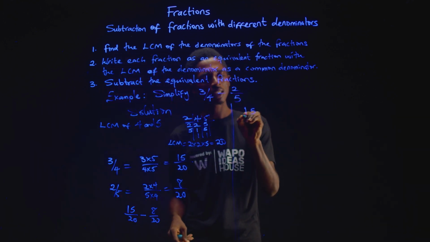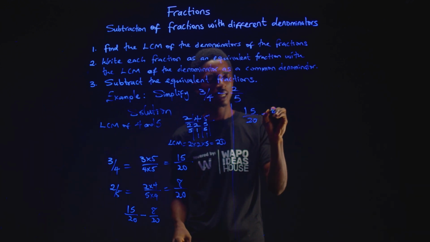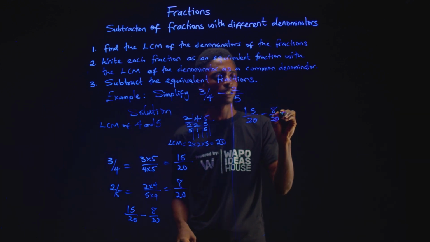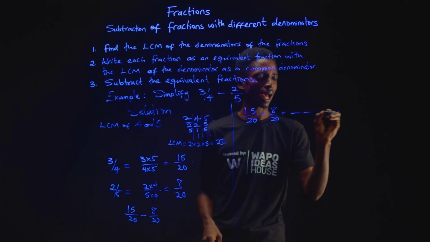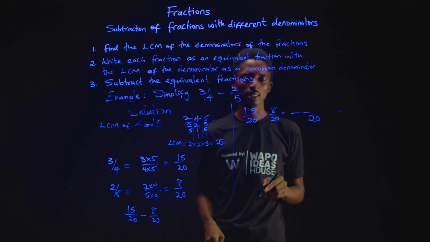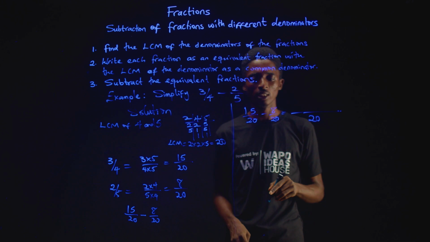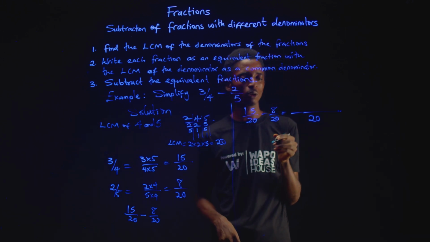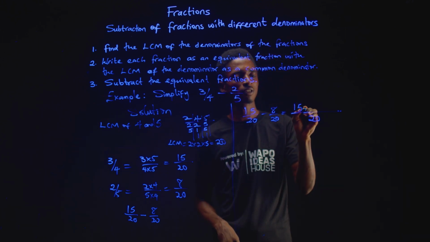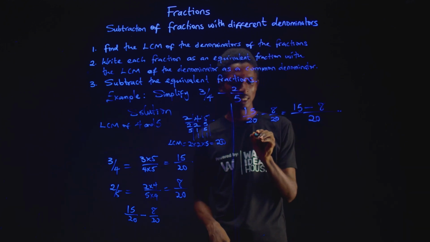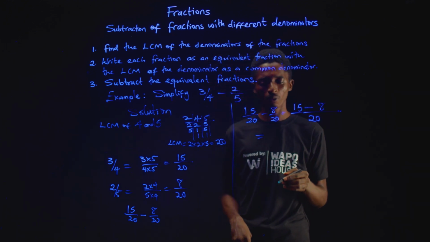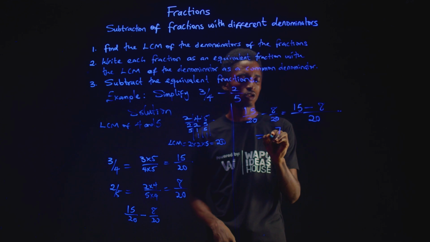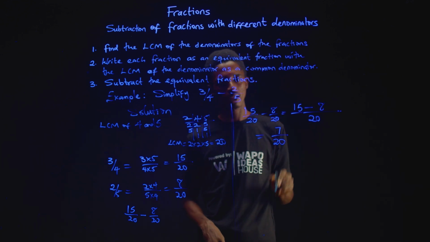Now let's solve this. To solve 15/20 minus 8/20, you draw a division line and put down your 20 as the common denominator. Now we subtract the numerators from each other. That is 15 minus 8. And when you subtract 8 from 15, you get 7. So we have 7 over 20.